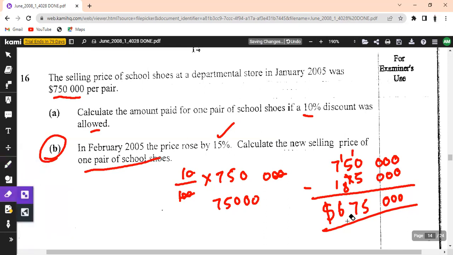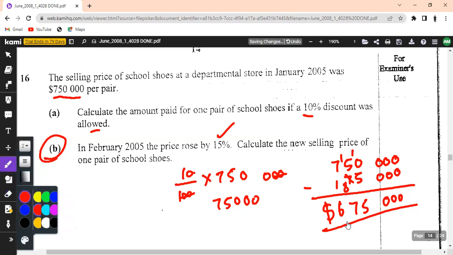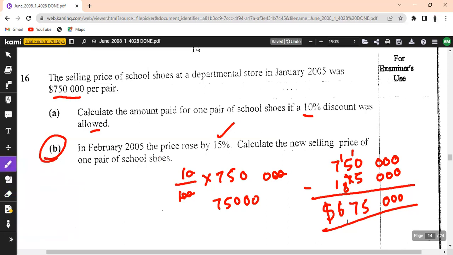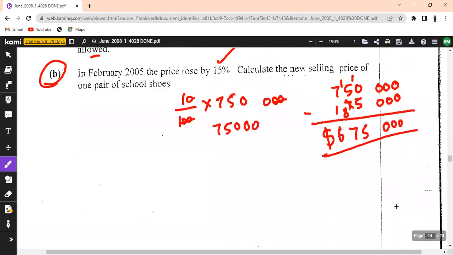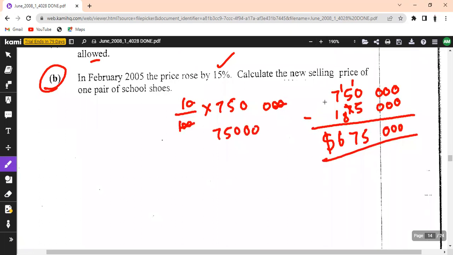All right, so what we are going to do, we have got so many ways. We can find 15% of this value, then we add, just like what we did, but this time we have to add because it's an increase. Here we had to subtract because it was a decrease. So you find 15%, then you add. But since we have used this type of method, I'm going to use another method this time.